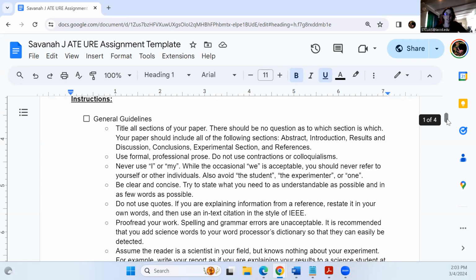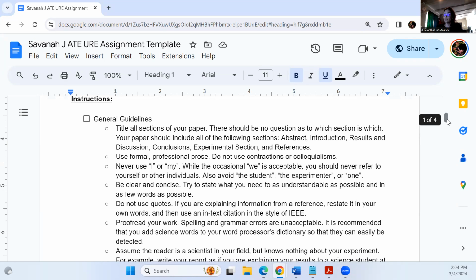So let's go ahead and get started with the general guidelines here. For this, you want to have all of the sections of your paper titled. Sometimes if you forget to title the sections, it might seem like a section of your paper is missing, or it might be confusing to the reader, for example, if they're wanting to go to your results first.